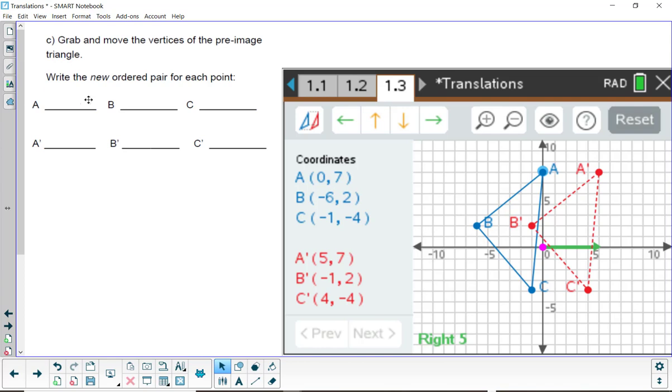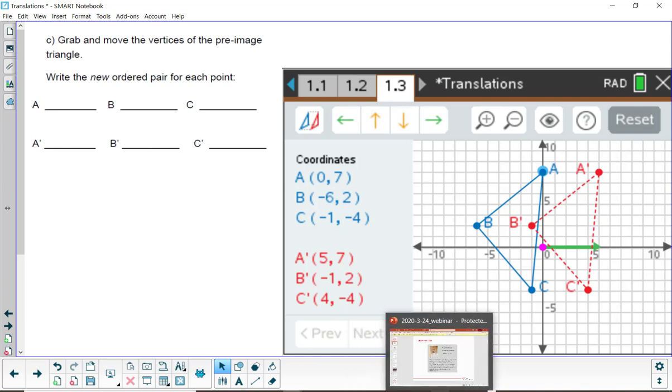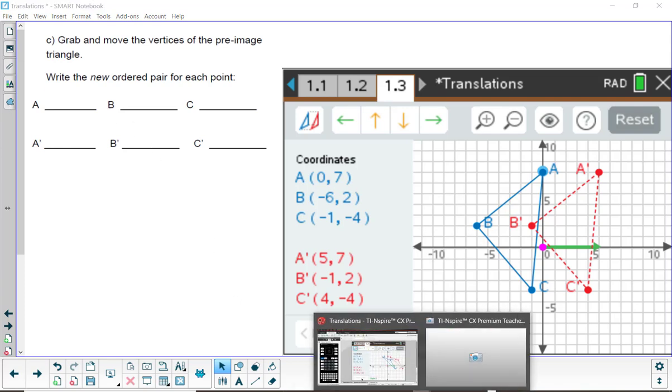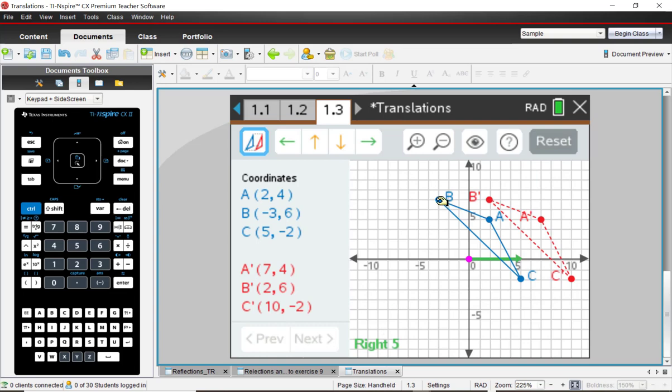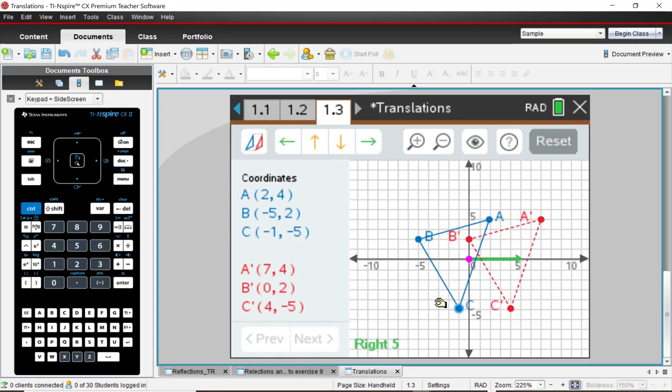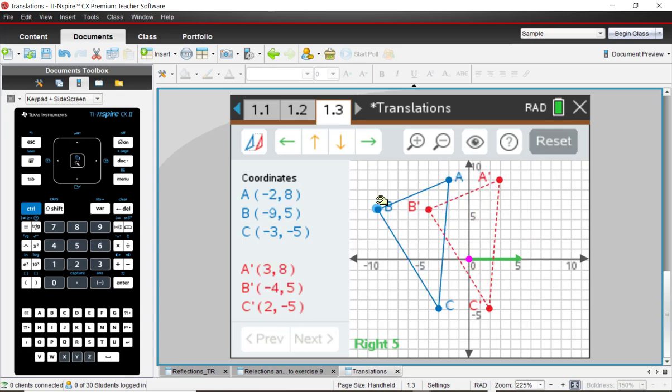Part C says grab and move the vertices of the pre-image triangle. So we'll go ahead and grab those anywhere and see if you notice any patterns with the corresponding vertices. So whatever ones you have are fine. My answers will be different from your answers if you're doing this on your own. So go ahead and press pause and fill in part C.